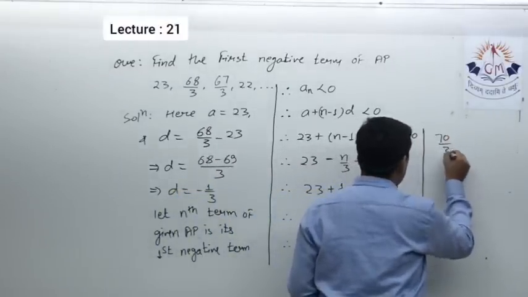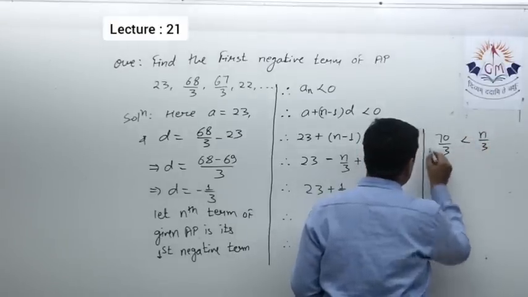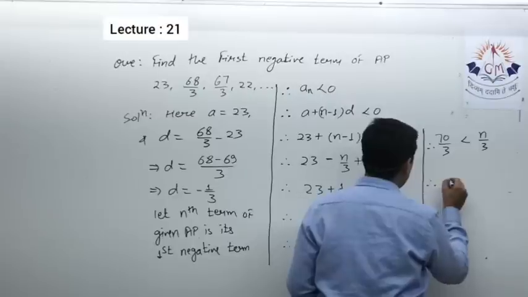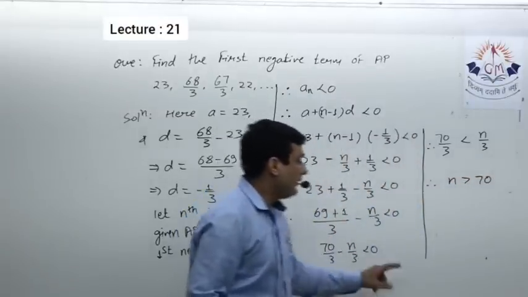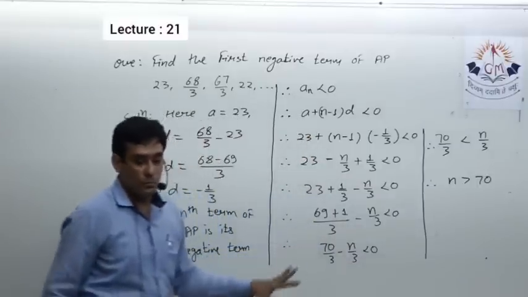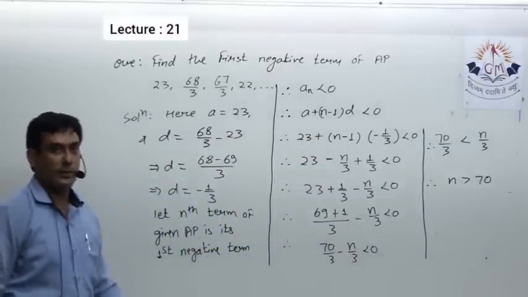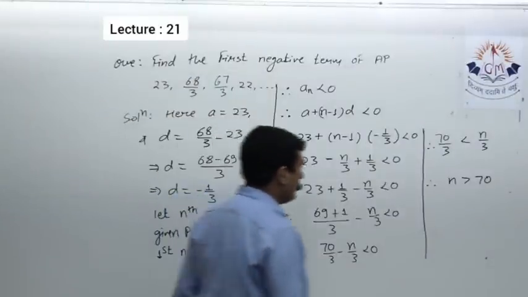70 upon 3 is less than n upon 3. Therefore I can say n is greater than 70. It means the 71st term will be the first negative term. So note it down up to this point, then we'll see its solution further. So n is greater than 70.